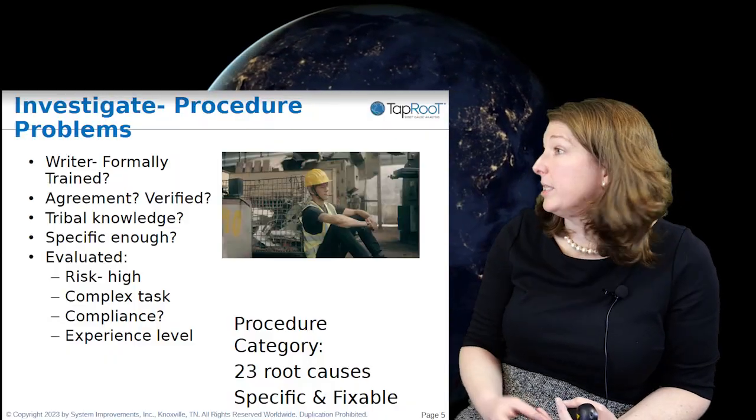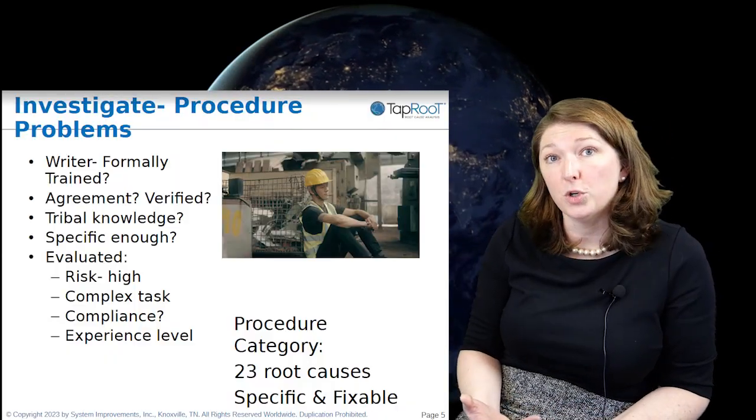You're also going to want to think about the experience level of the people who are doing the work. A best practice when evaluating these procedures is to have procedures that can work for someone who's new to that process or task or industry, and someone who's experienced.